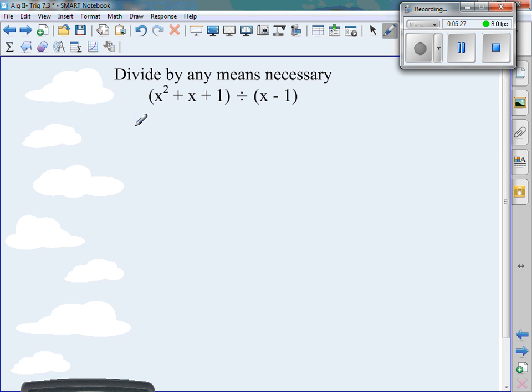As synthetic division, what I'm going to put in the little box here? A 1. What's my highest degree? 2. So I go 1, 1, 1. Yes, these are all 1s. Bring down the 1. 1 times 1 is 1. 1 plus 1 is 2.